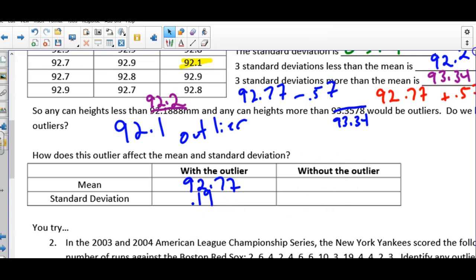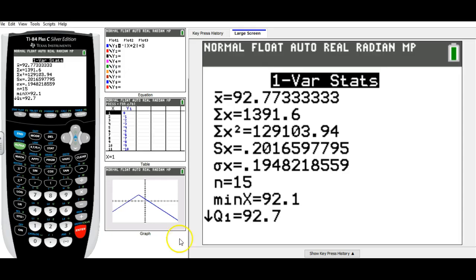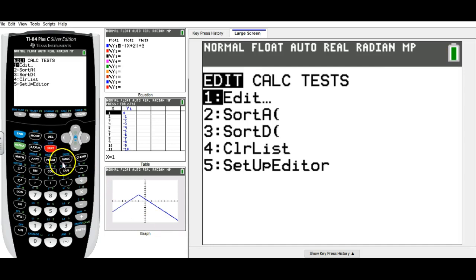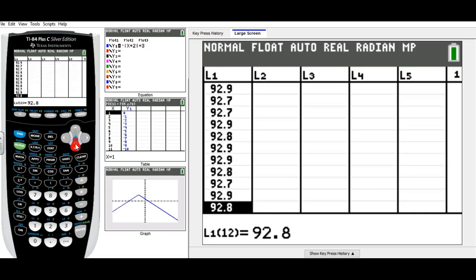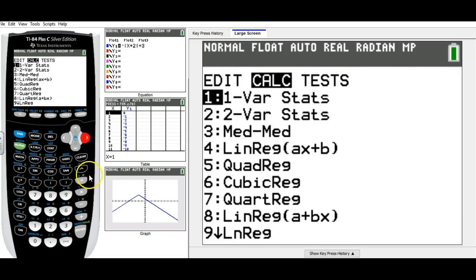So let me go back to our calculator. If I go back to our calculator and press stat and edit, and then I go to where the outlier is, we said it was 91 point something. Oh no, 92.1. Here it goes right here. That's the outlier. If I delete that, I hit delete right here, it's gone. Now I'm going to press stat again and recalculate everything.